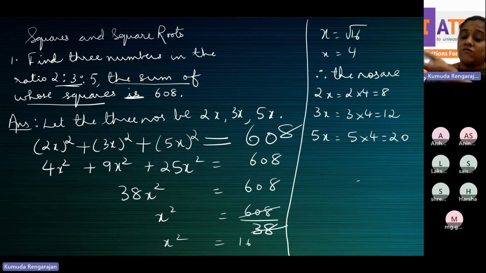If you cube the numbers and add them, you will get 608. That is to verify. If you want to check your answer, you can do that. What's the question? Find the numbers. So you found the numbers. That's it.